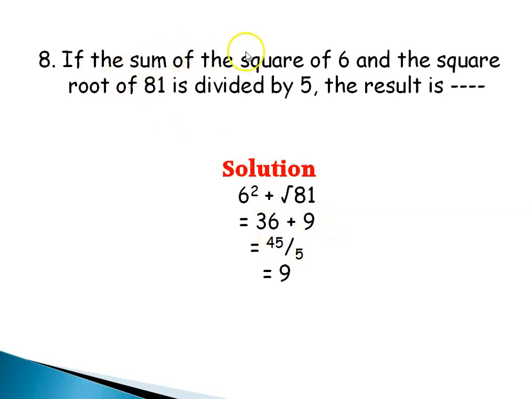Now the question says the sum of the square of 6 and the square root of 81 is divided by 5. That means after summing it up to 45, you divide this by 5. 45 divided by 5 is 9. So this is the result.